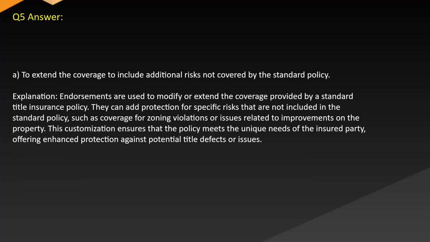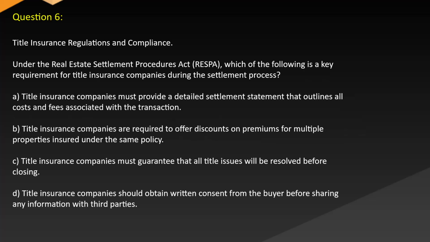Answer A. To extend the coverage to include additional risks not covered by the standard policy. Explanation. Endorsements are used to modify or extend the coverage provided by a standard title insurance policy. They can add protection for specific risks that are not included in the standard policy, such as coverage for zoning violations or issues related to improvements on the property. This customization ensures that the policy meets the unique needs of the insured party, offering enhanced protection against potential title defects or issues.